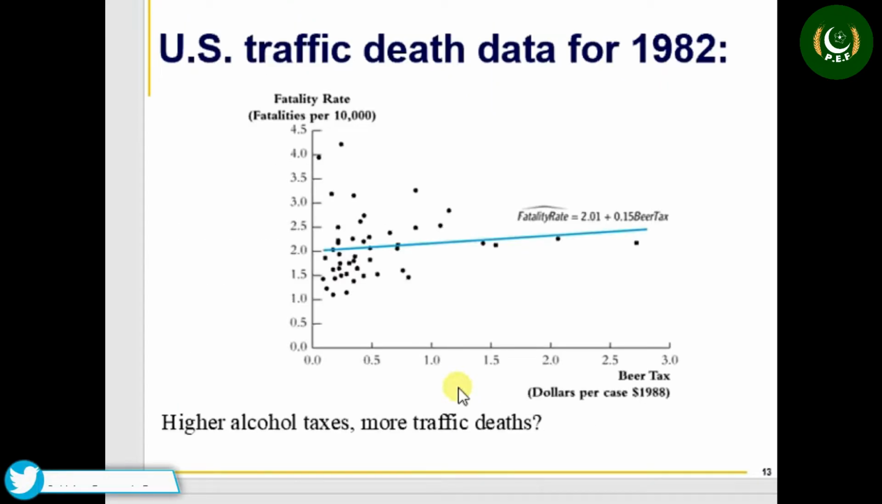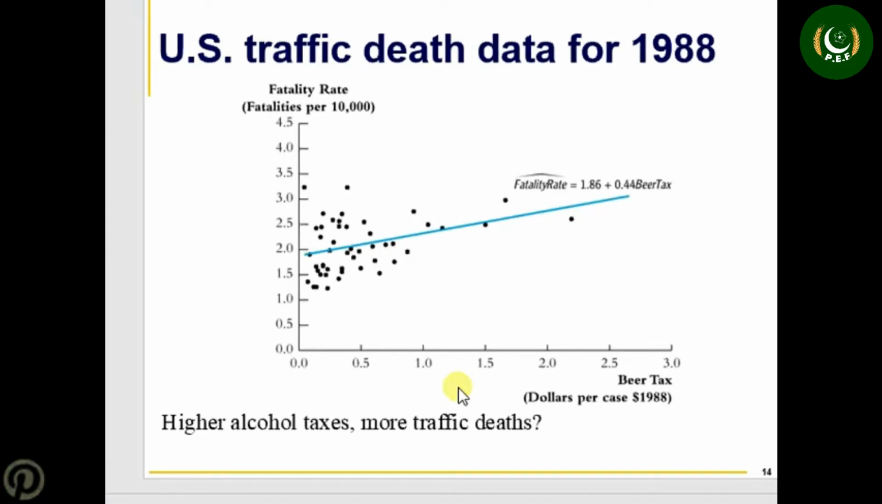So if you look at beer tax and fatality rate, what do we see? That as we increase beer tax per case, the fatality rate increases. Amazing. So if you want to decrease death rates, decrease beer tax. It's very naive. It's simple to arrive at such results, and this is often the case when we do simple regressions. Look at the 1988 data.